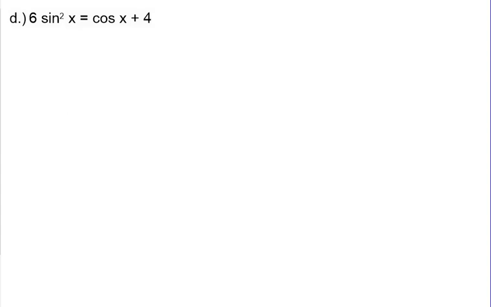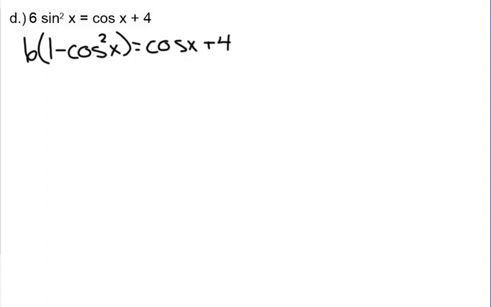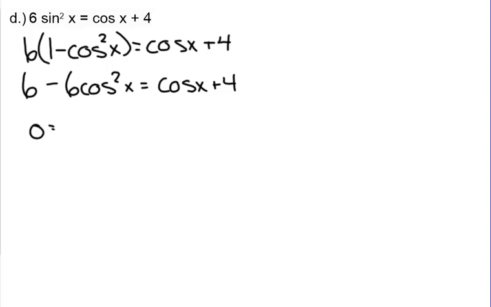And then our last example: 6 sine squared x is equal to cos of x plus 4. Well, okay, so again, we've got two different identities. We can't really take out a common factor. There's no way to actually factor it. So I would change one of them. Well, sine squared is really 1 subtract cos squared x. From there, we'd get 6 subtract 6 cos squared x is equal to cos x plus 4. If we set everything equal to 0, we get 6 cos squared x plus cos of x, and if we subtract 6, it would be subtract 2.